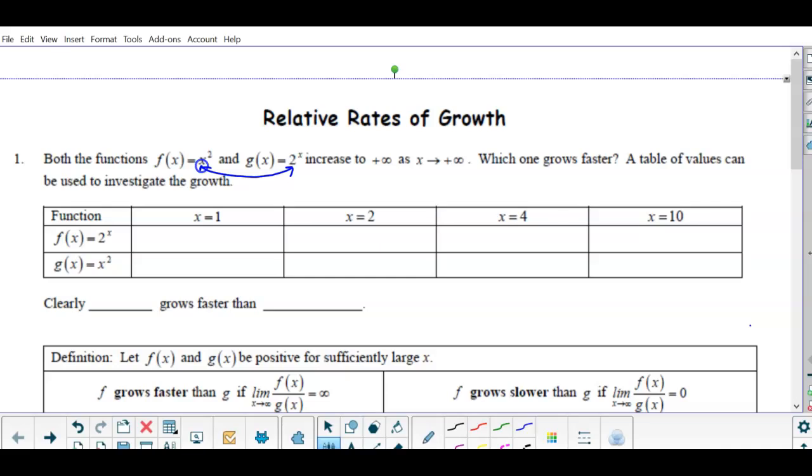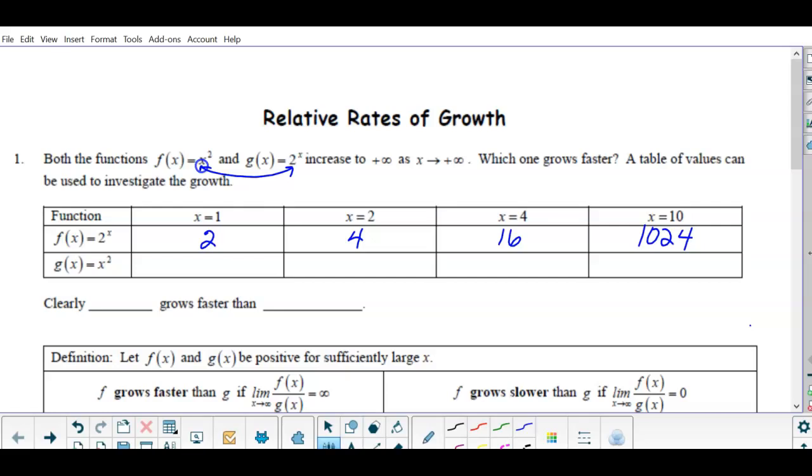So fill in the chart for f of x equals 2 to the x. When x is 1, that has a value of 2. When x is 2, that's 4. When x is 4, that's 16. When x is 10, that is 1024. Okay, so x is getting bigger, and so the value of f is getting bigger.